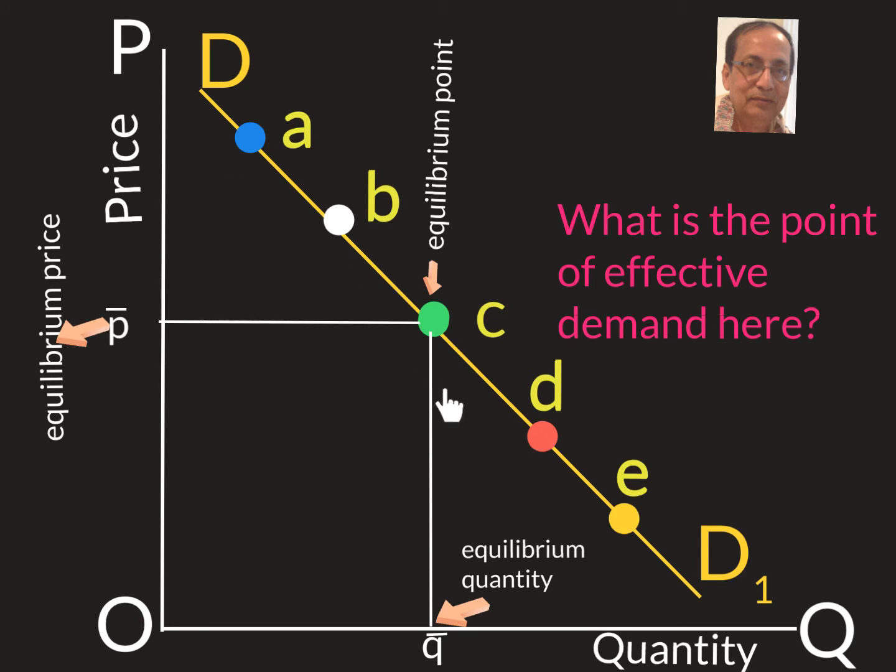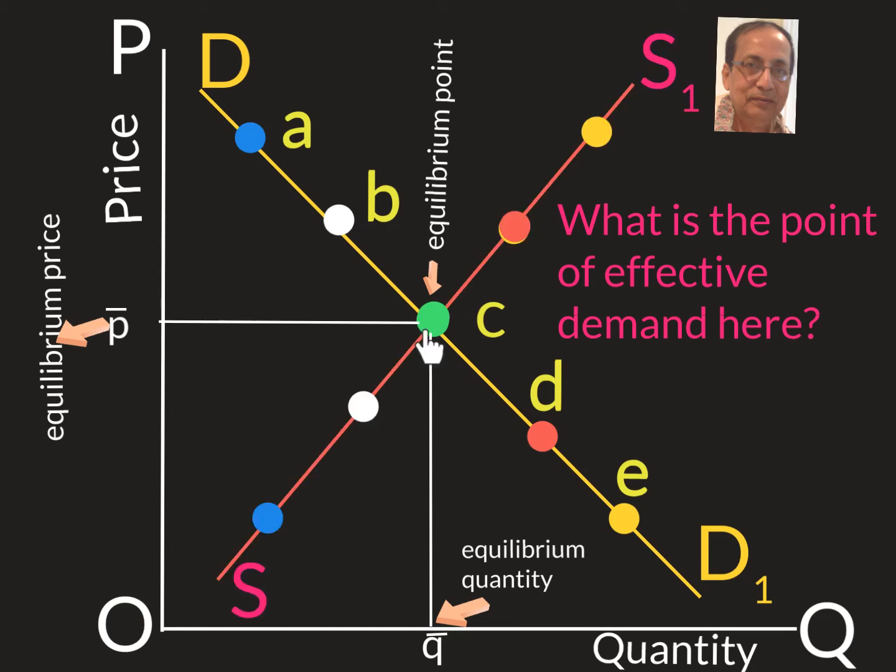There are several points on the demand curve: A, B, C, D, E. What is the point of effective demand here? At point C of the demand curve, the supply curve intersects, and this is the point where the buyer or buyers actually buy the amount OQ bar at price OP bar. And so the point C is to be called the point of effective demand.